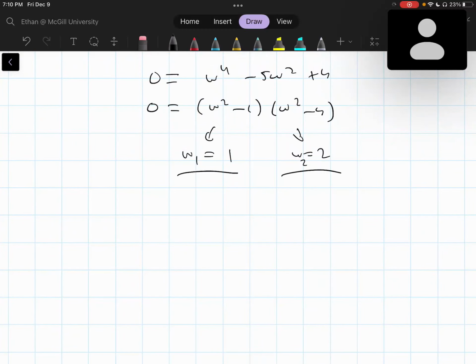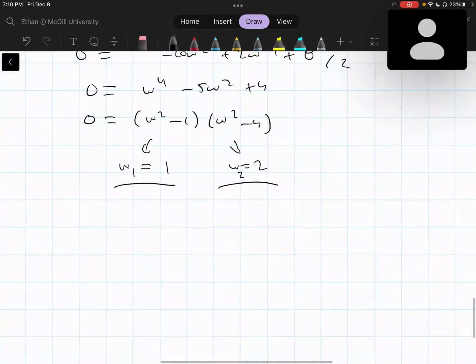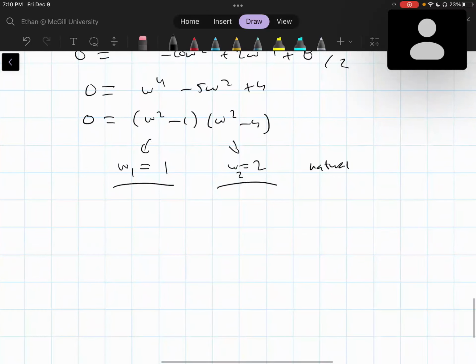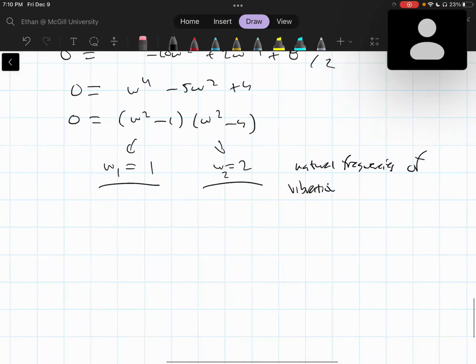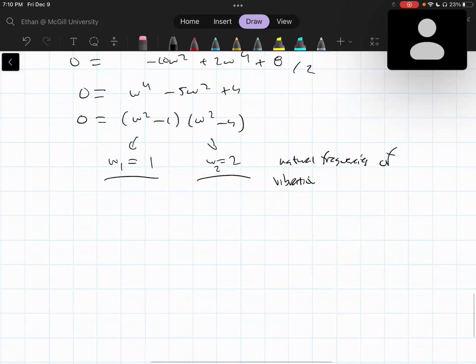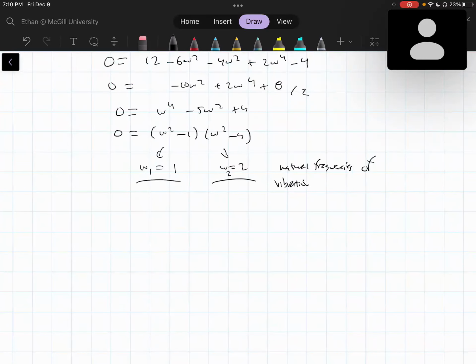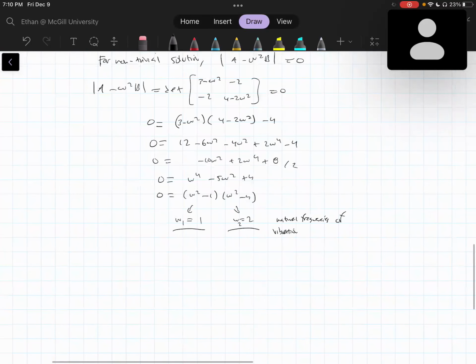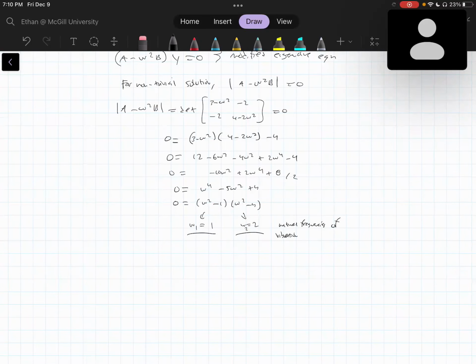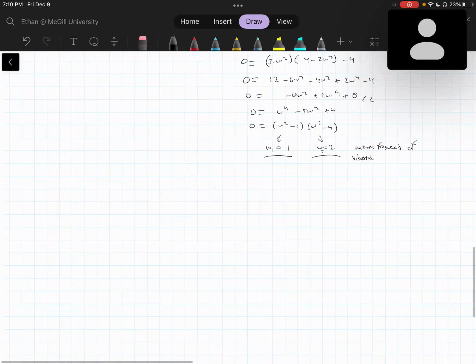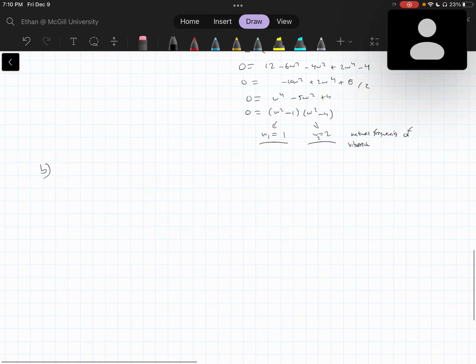So these are the natural frequencies of vibration. Omega 1 is equal to 1. Omega 2 is equal to 2. Which are the frequencies at which the masses vibrate, subject to the initial displacements. That's part A done. Part B of the problem asks to find the normal modes of vibration.